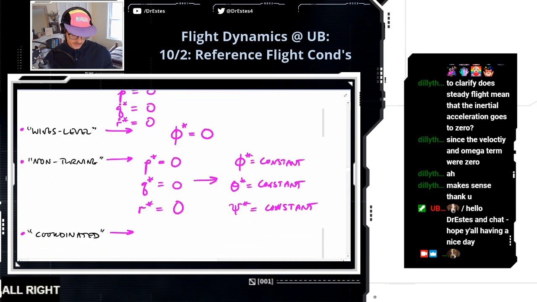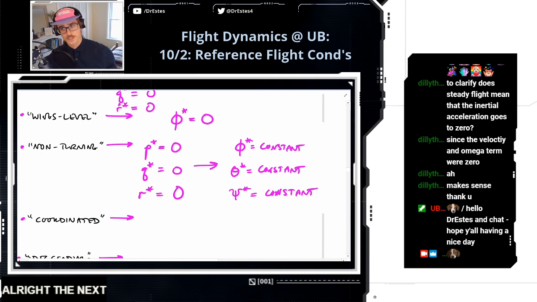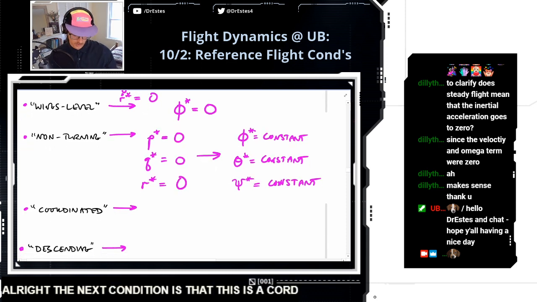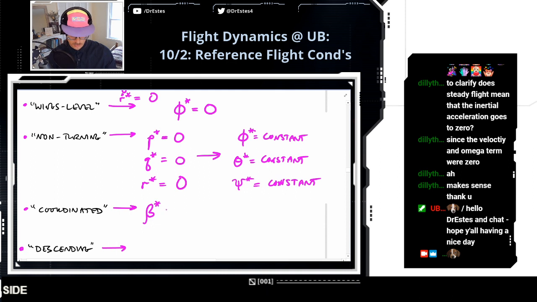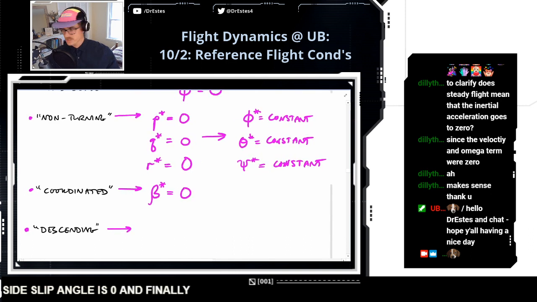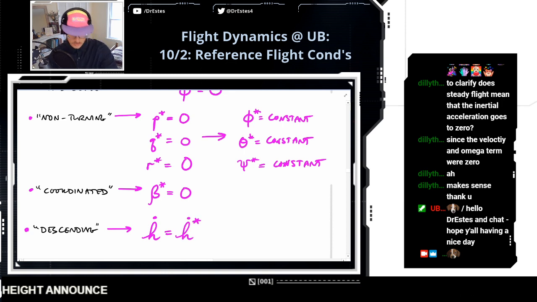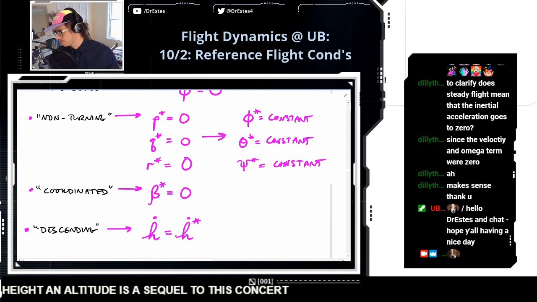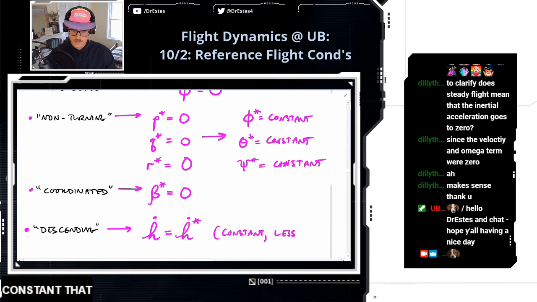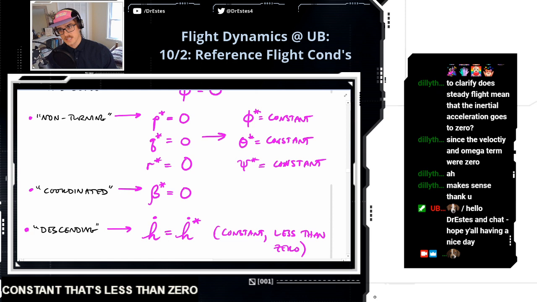All right, the next condition is that this is a coordinated maneuver, meaning that the side slip angle is zero. And finally, we're descending at a constant rate. So the change in height and altitude is just equal to this constant setting. And it's some constant that's less than zero, because we're descending.